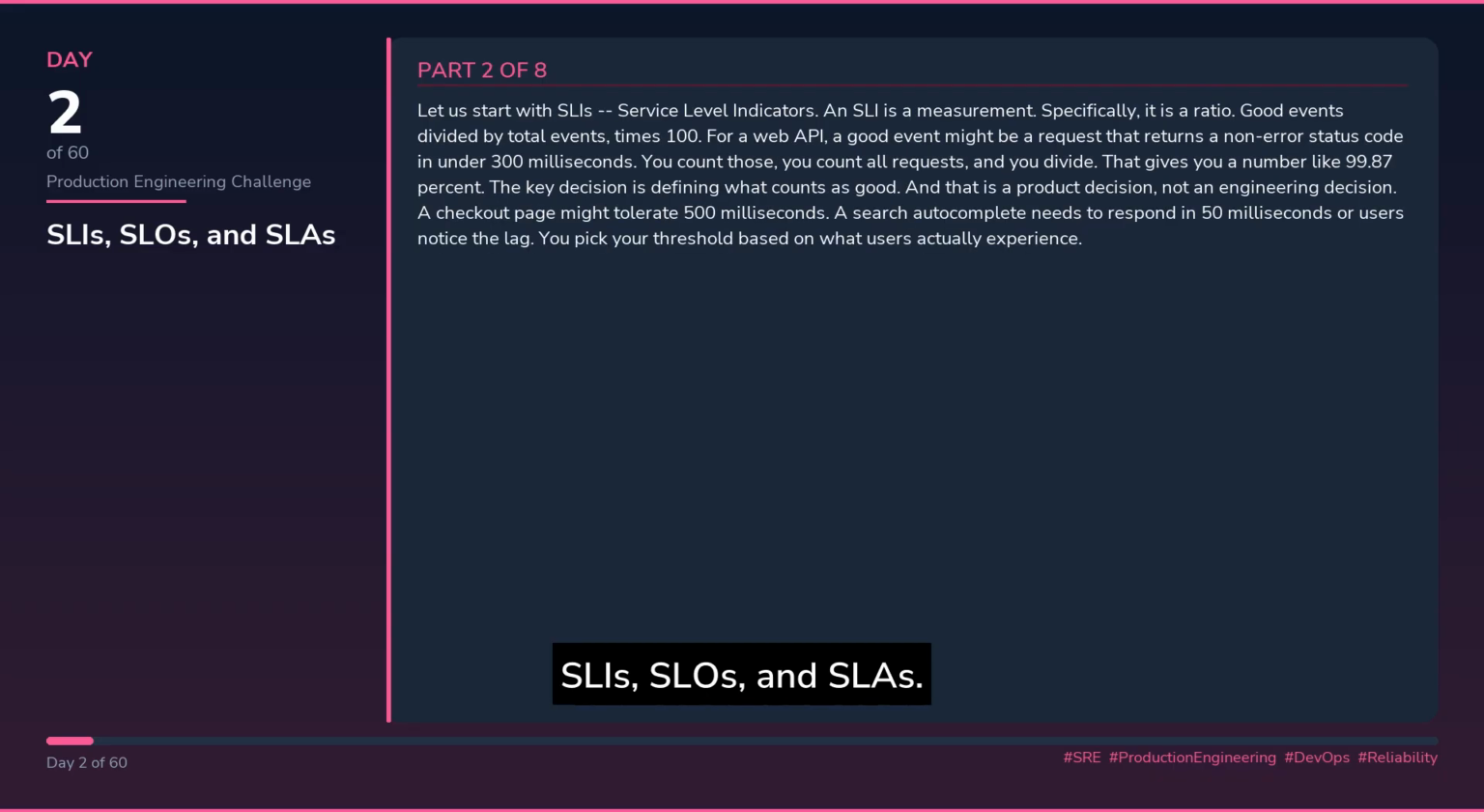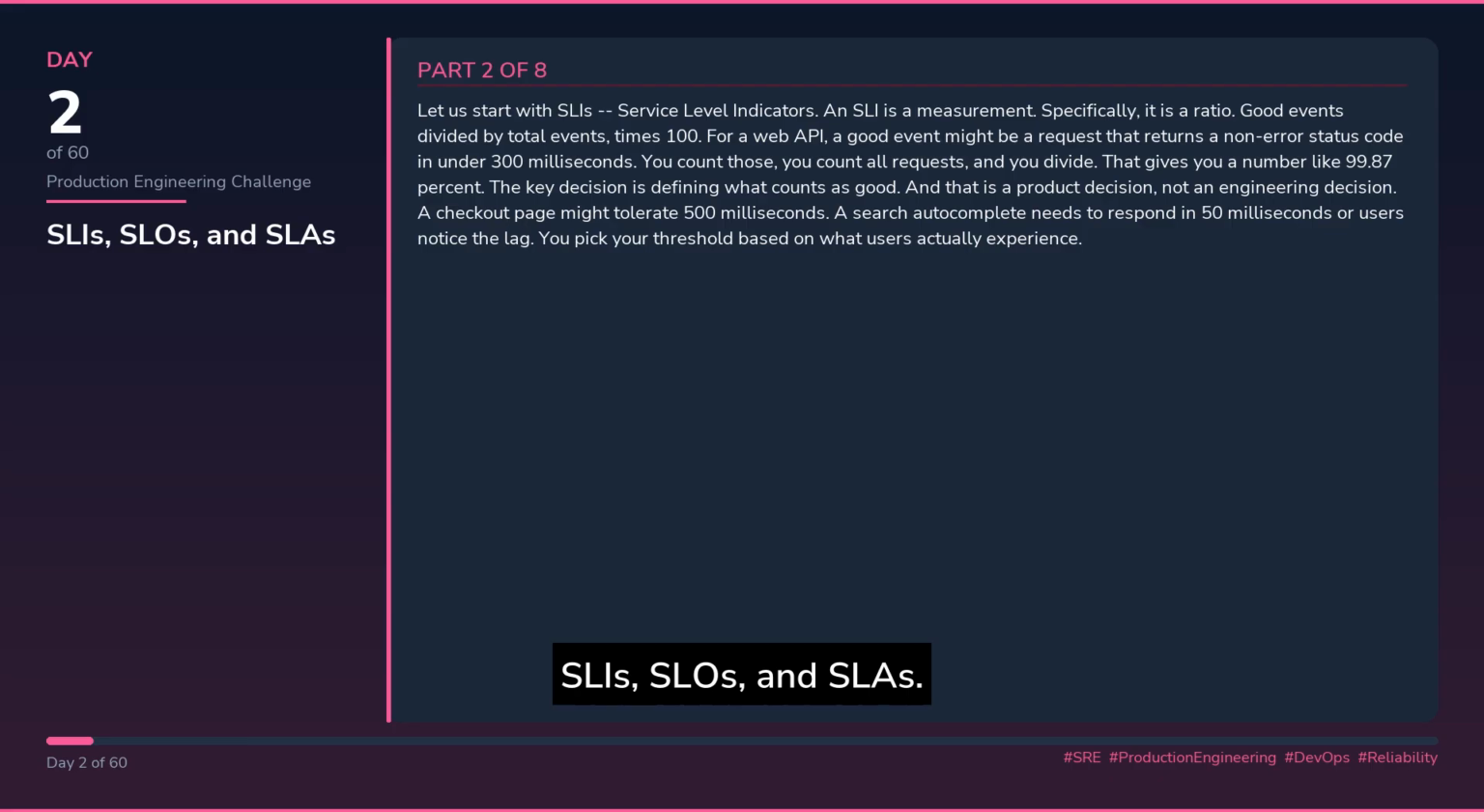Let us start with SLIs, service level indicators. An SLI is a measurement. Specifically, it is a ratio. Good events divided by total events, times 100. For a web API, a good event might be a request that returns a non-error status code in under 300 milliseconds. You count those, you count all requests, and you divide. That gives you a number like 99.87%.